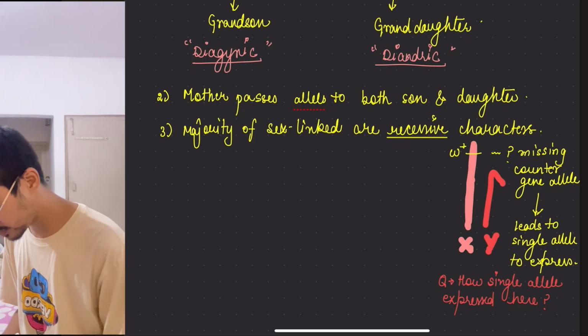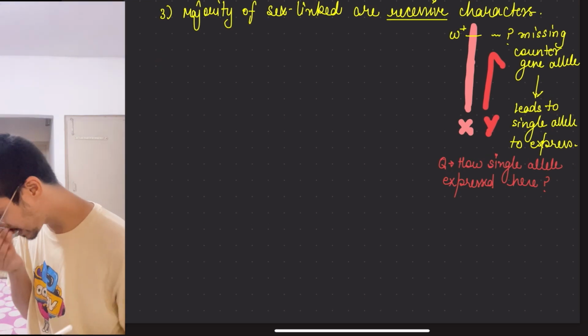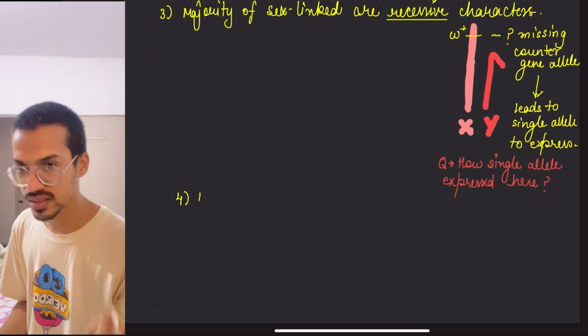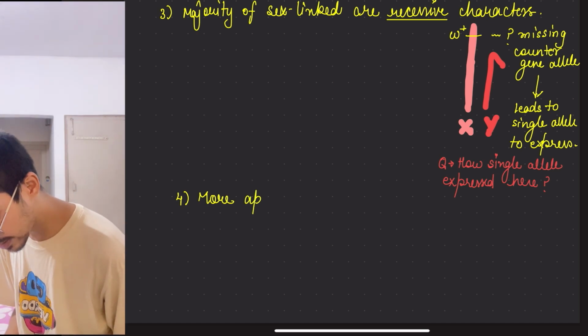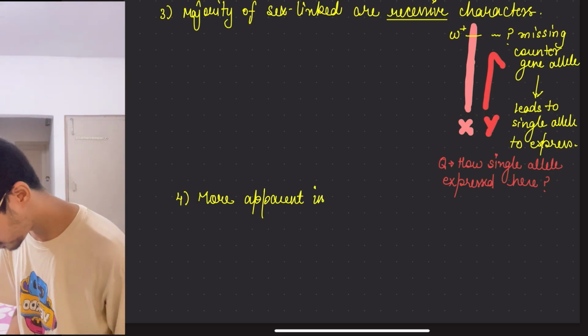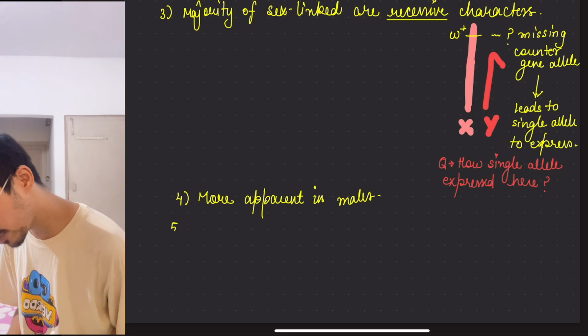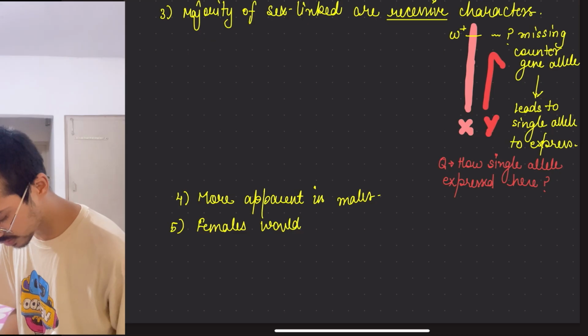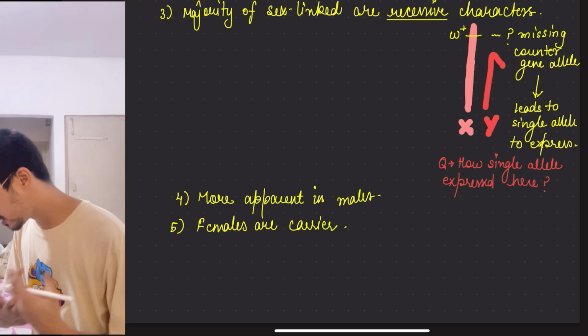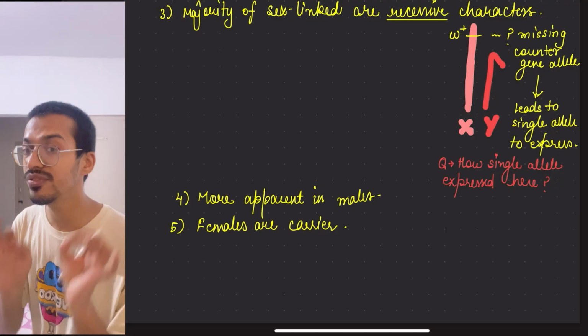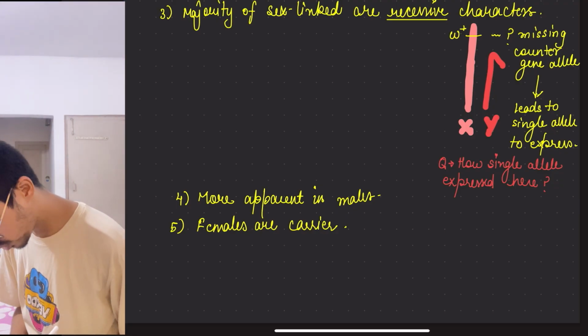Then the fourth point is that this is more apparent in males because its counterpart is not present in them. And I told you, females would be carriers. So in sex linked effect, if there is a recessive gene, the male will be more affected. If the dominant gene is there, then the female would be the one affected.